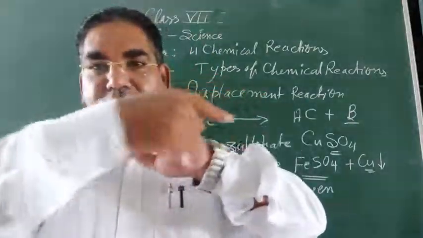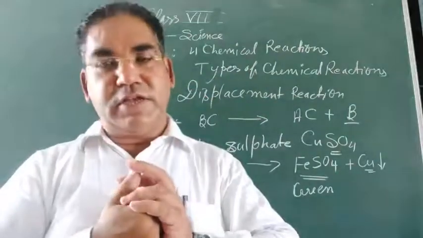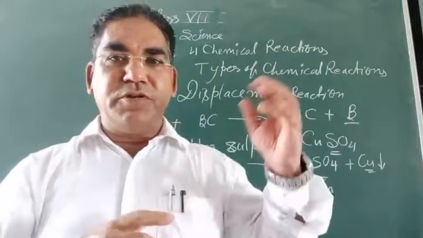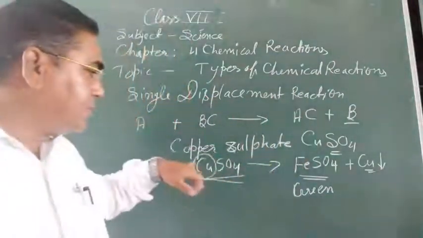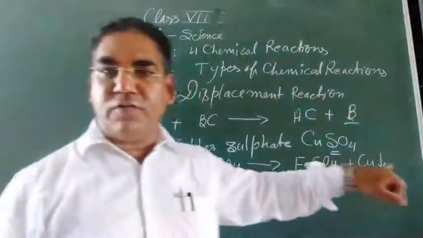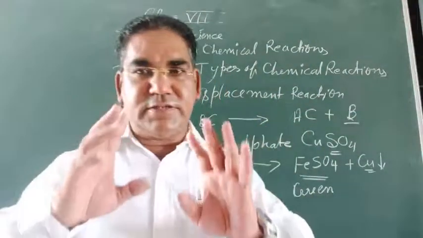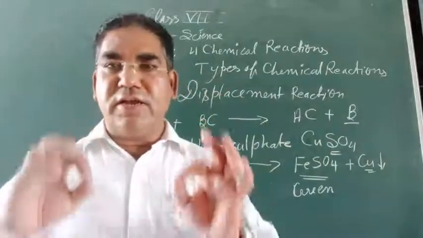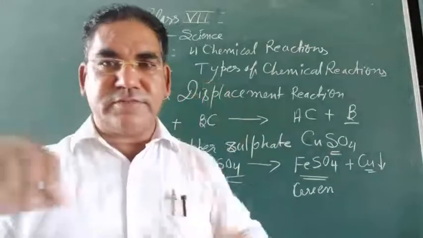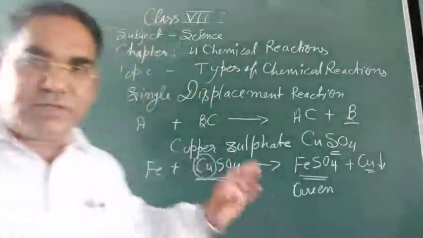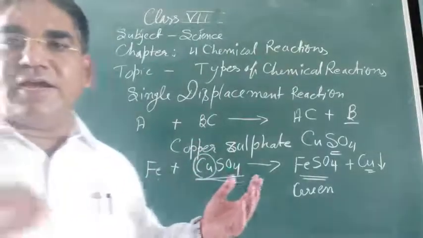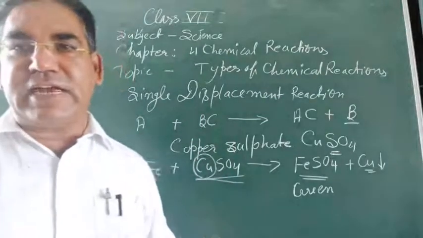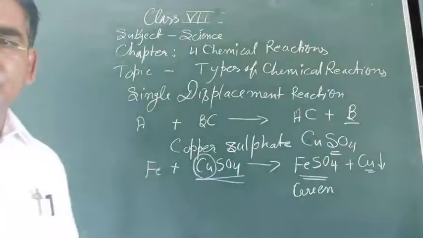What will the color of the iron nail become? It will become brown. Why does it become brown? Due to deposition of copper from the solution over the iron nail. This is a single displacement reaction. You will write these reactions and note down this activity in your notebook.